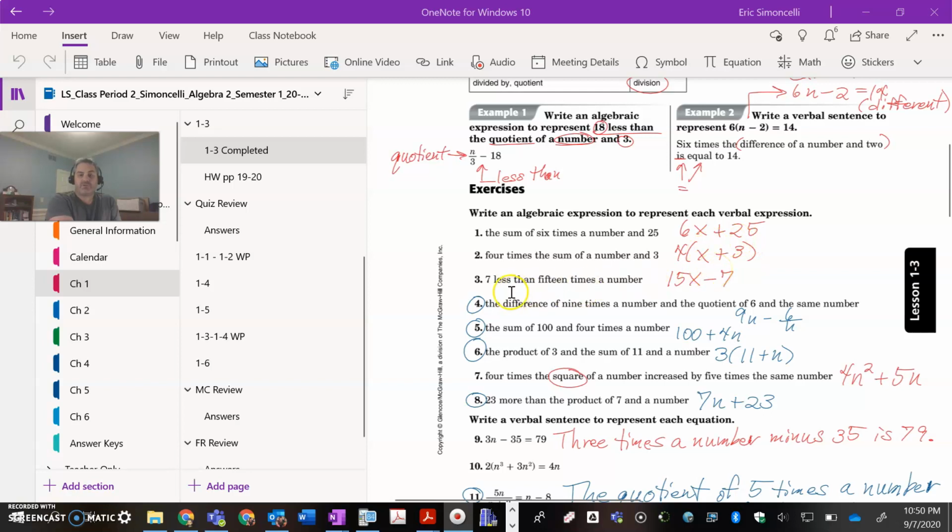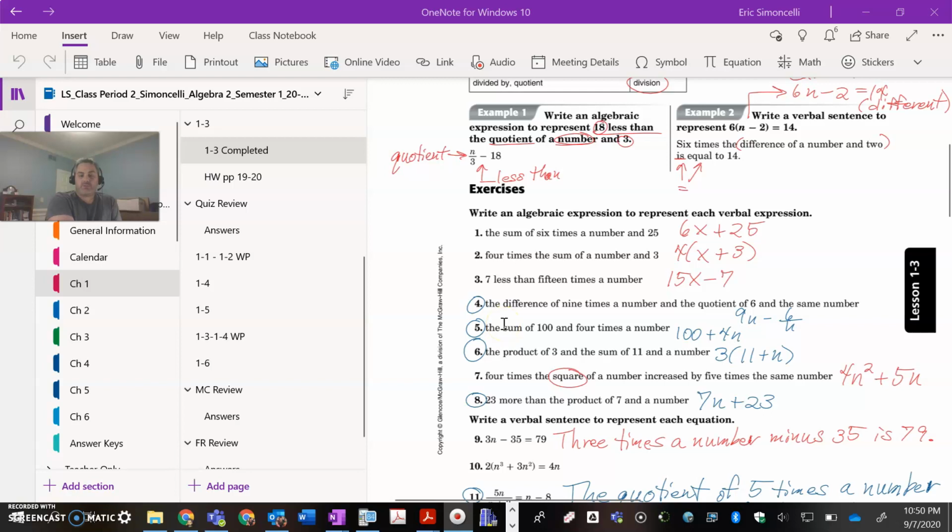It's a big difference. As you see here in the next problem, 7 less than 15 times a number. So there's 7 less, so you subtract 7 from 15x. Notice again there are no parentheses, because if there were parentheses, then you're actually speaking to 15 times the difference of a number and 7, and that's not what is happening here. Unlike, again, the prior problem, number 2.